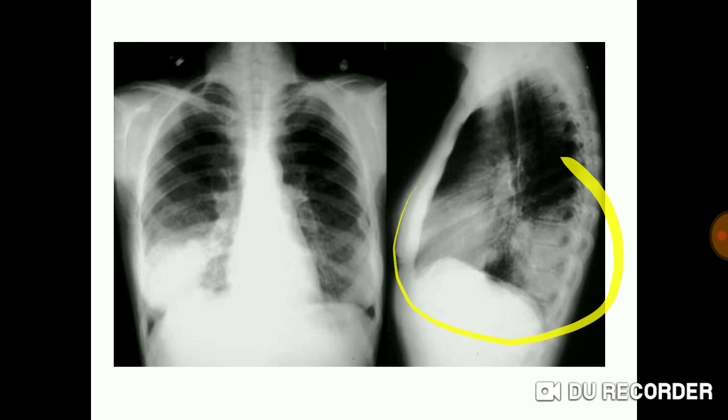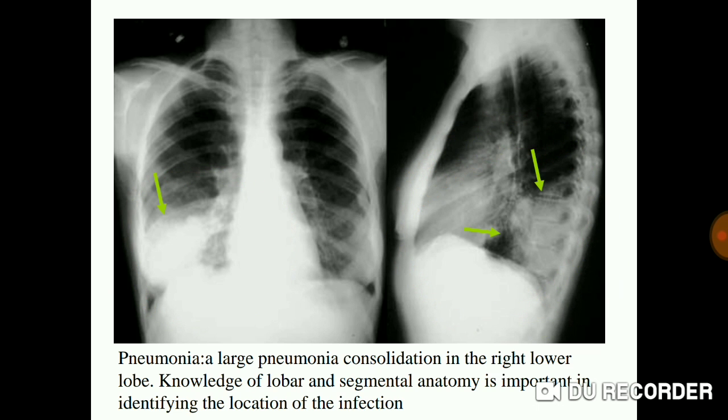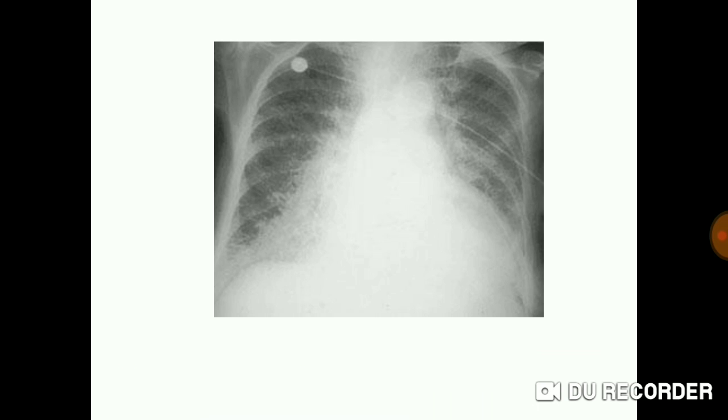You can see this easily. Pneumonia, a large pneumonia consolidation in the right lower lobe. Knowledge of lobar and segmental anatomy is important in identifying the location of the infection. Case 9.